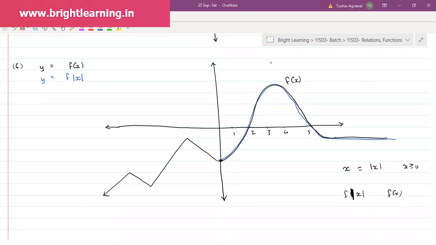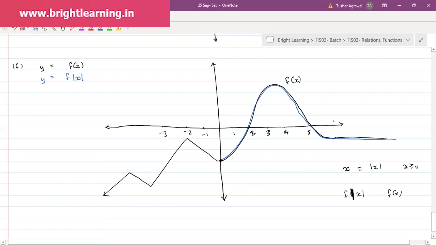Okay, Pujita, Dhananjay. And now what happens if x is negative? If I want to find the blue image of x equal to -1, I will have to take f of positive 1. For x equal to -2, I will have to take f of 2, and for x equal to -3, I will have to take f of 3. Means where will I have to look? I will have to look at x equal to 1, x equal to 2, x equal to 3, x equal to 4, x equal to 5.